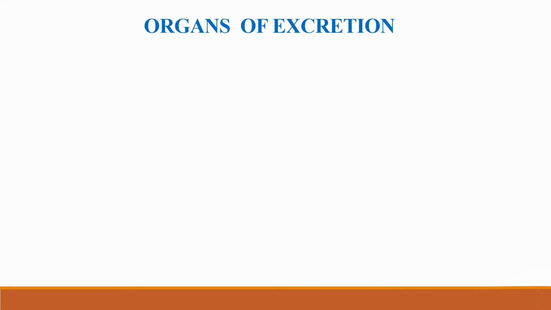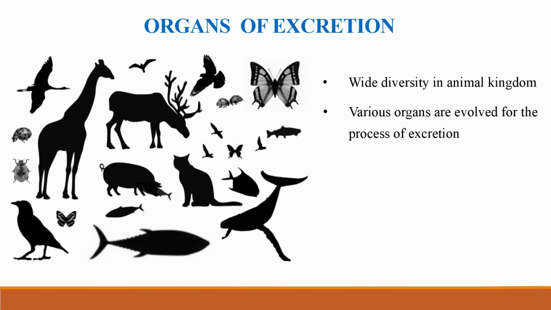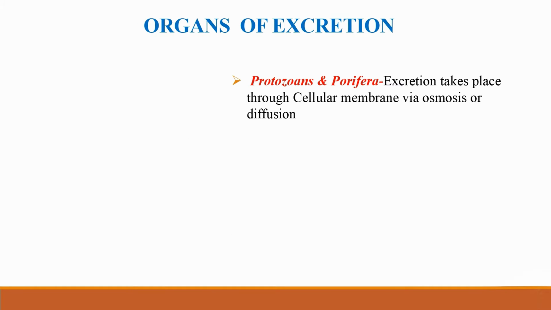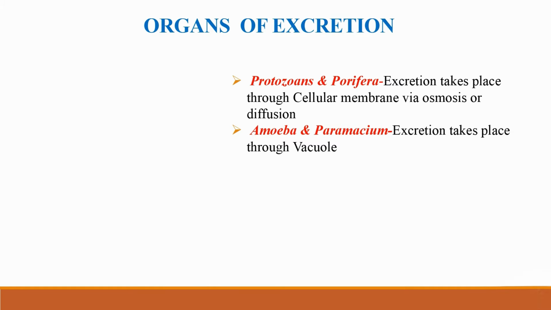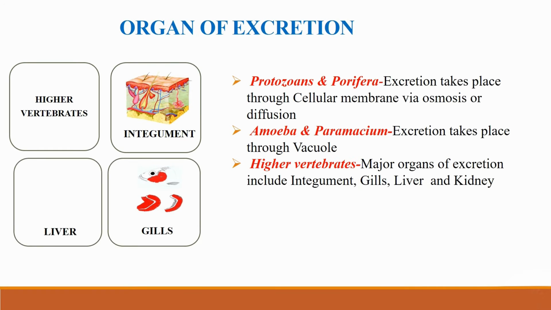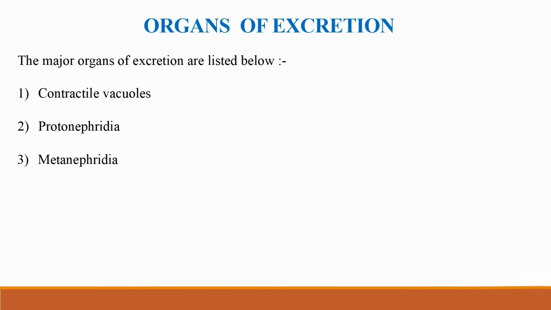Organs of excretion. Owing to the wide variety of diversity in animal kingdom, various organs are evolved for the process of excretion. In certain single-cell organisms like protozoa and porifera, excretion takes place through cellular membrane via osmosis or diffusion, and in others like amoeba and paramecium through vacuole. While in the case of higher vertebrates, the major organs of excretion include integument, gills, liver, and kidney. The major organs of excretion are listed below.